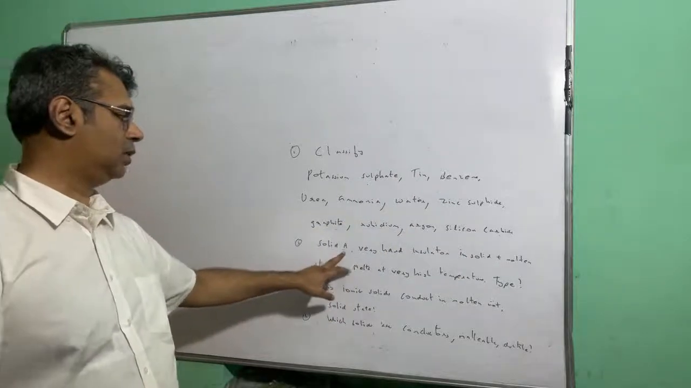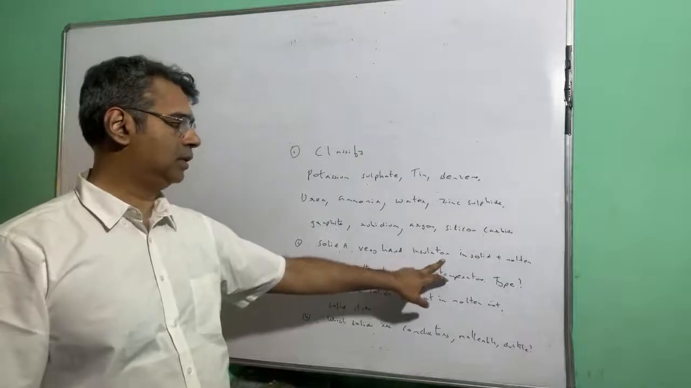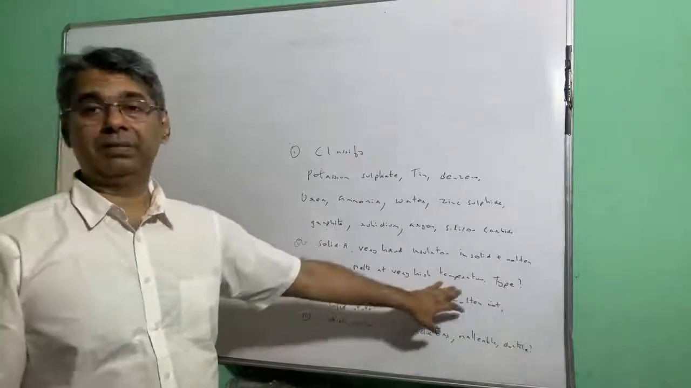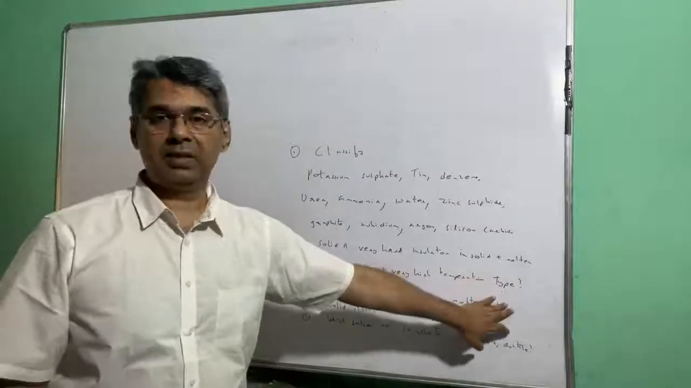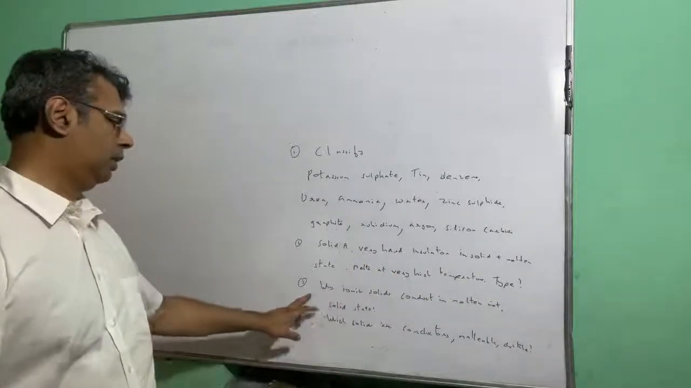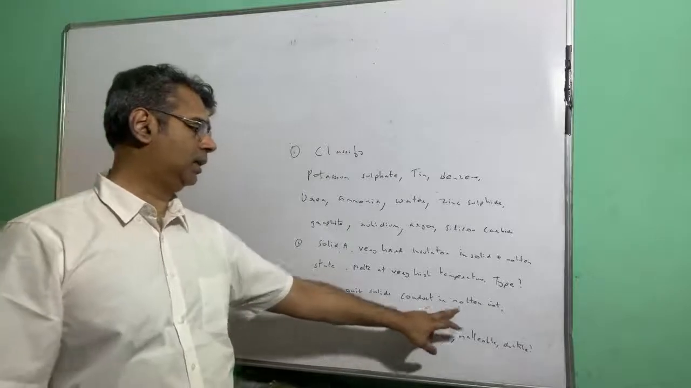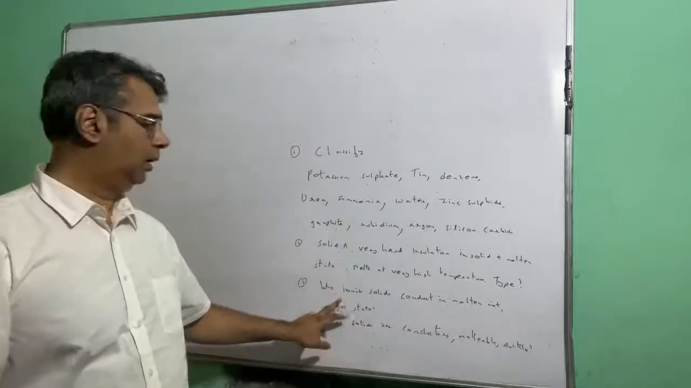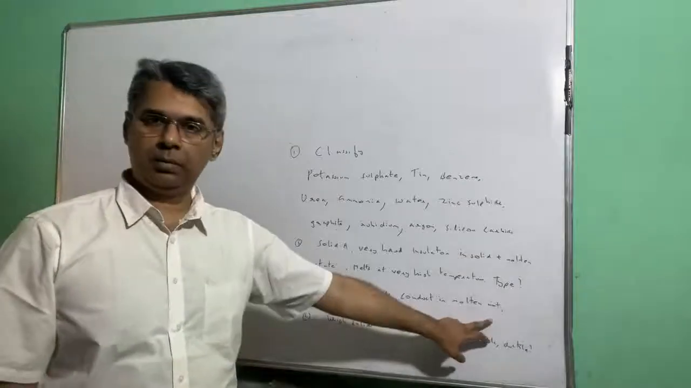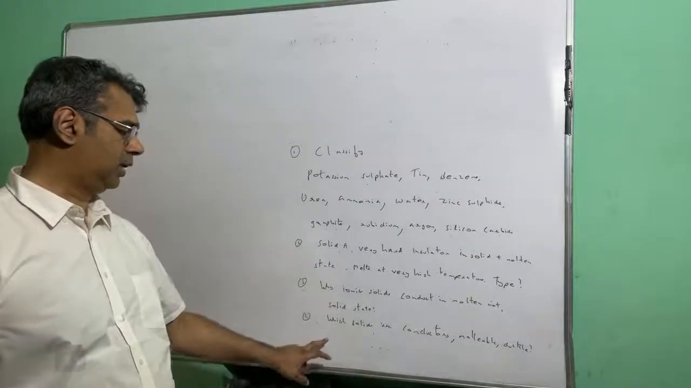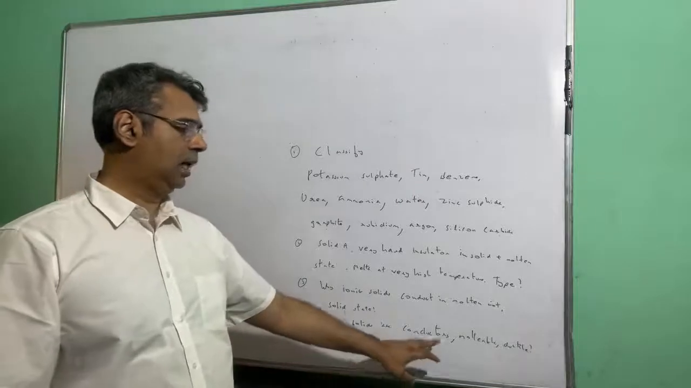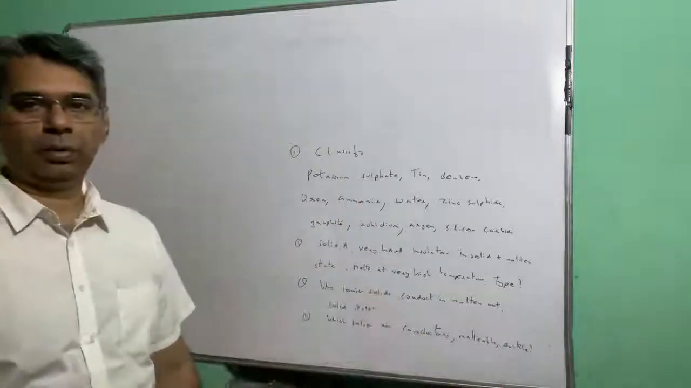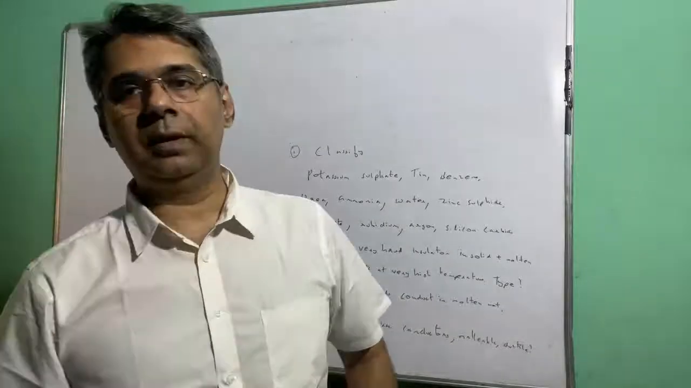Question number 2, there is a solid A which is very hard. It is an insulator in both solid state and molten state, and it melts at a very high temperature. What is the type of solid? Question number 3, why do ionic solids conduct in molten but not in solid state? Question 4, which solids are conductors, malleable and ductile? So these are the 4 homework questions.